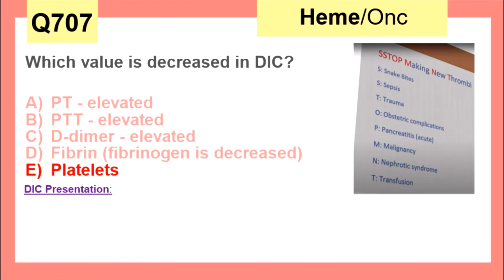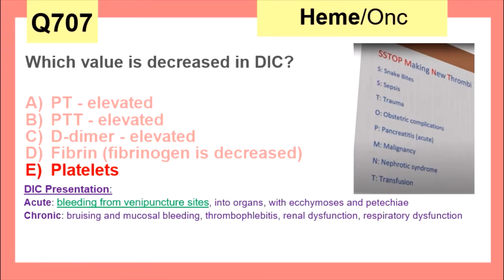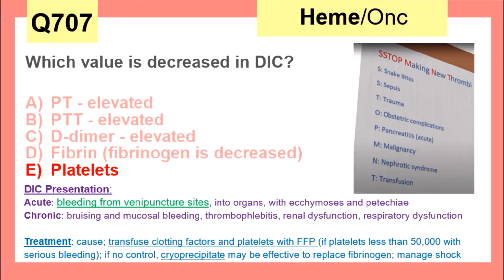And I just have a little bit about DIC presentation over here, which you could take a look at. A board point is that bleeding occurs from venipuncture sites. And treatment, well, of course, we have to address the cause, and we have to transfuse clotting factors and platelets with FFP, and if there's no control, cryoprecipitate may be effective.